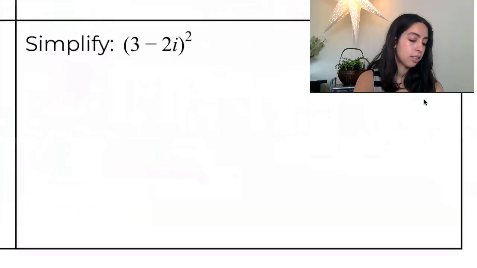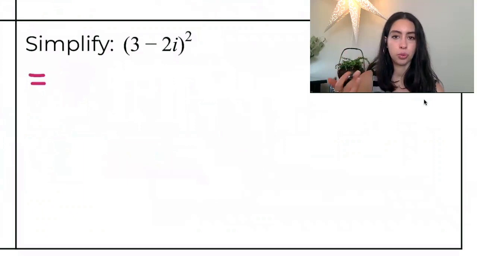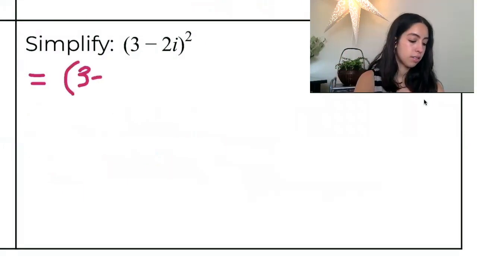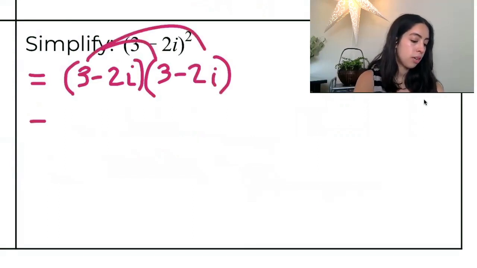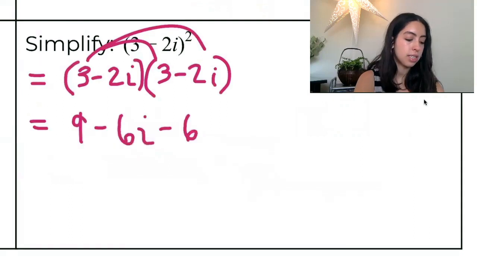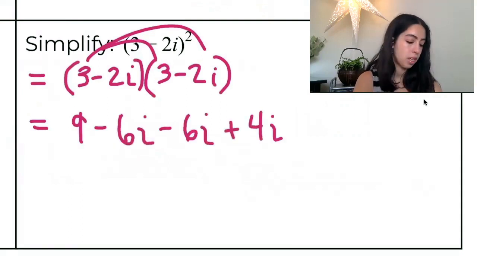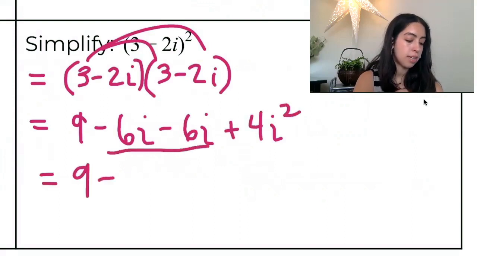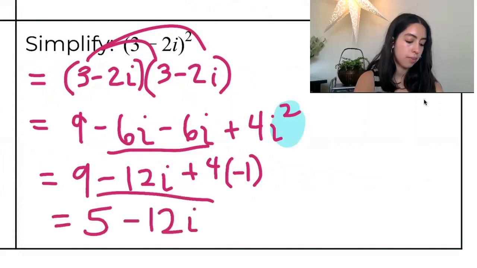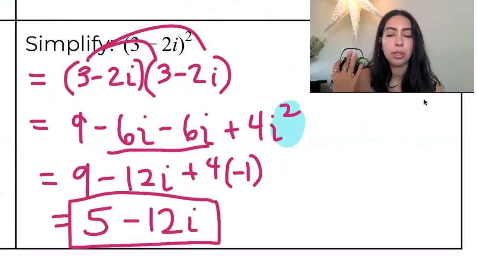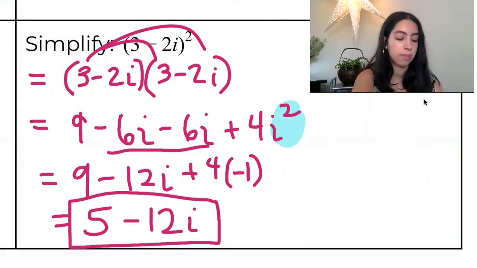And last but not least, 3 minus 2i all squared. So what that means is we are going to multiply 3 minus 2i by itself and go ahead and distribute like we do. We get 9 minus 6i minus 6i plus 4i squared. Combine our like terms, 9 minus 12i. This i squared is -1, so we've got 4 times -1. And that'll become 5 minus 12i. And that is how we do our multiplication of complex numbers.